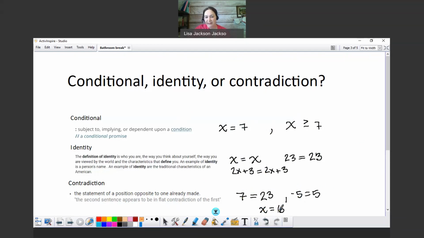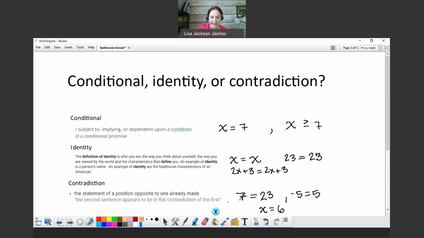You can't tell that's a contradiction, and that is why part of the process of solving an equation is to take what your answer is and put it back in the equation to make sure it's true. If you've gotten something like this and you put it back into the equation and it comes out with 7 equals 23, you know that x equals 6 was a contradiction.